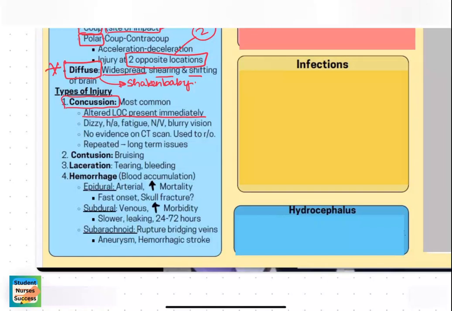Now, this alteration in level of consciousness can be maybe you lose consciousness, or maybe you have a little amnesia, but it can also just be that you're kind of a little shook up or out of it for even just a second or two. Now, concussions can range from severe to mild and not very problematic at all. It just really depends on the mechanism of the injury.